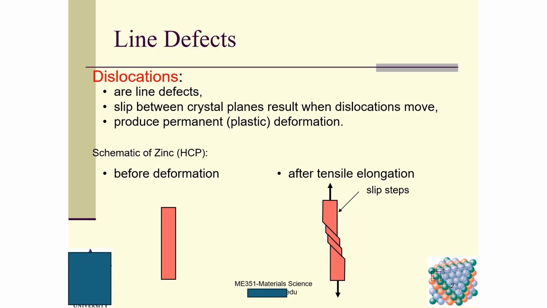this is a bar, this is a specimen, and it slips this way. So this is a slip between crystal planes. This is a slip between crystal planes. So this is a dislocation.